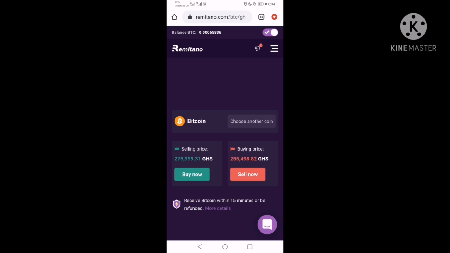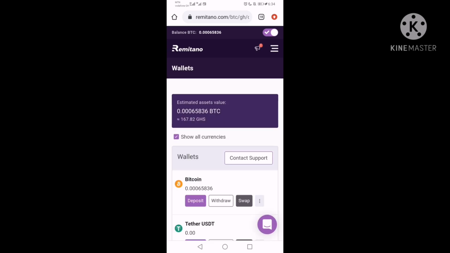So this is the platform or the homepage for Remitano. You first of all click on the three lines to the top right to head to your wallet. So you click on that line and it sends you to your wallet. Now the purpose of heading to your wallet is to know the exact amount of money you have available as your balance and how much you can withdraw from Remitano.